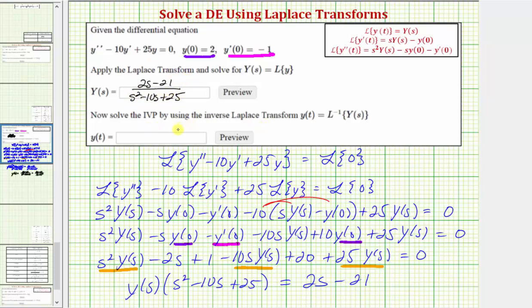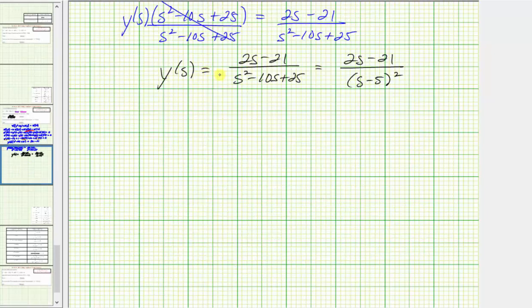Now we actually want to solve the initial value problem by determining little y of t by finding the inverse Laplace transform of big Y of s. However, before we do this, we do want to perform partial fraction decomposition on this fraction here, so we can use a table of Laplace transforms in order to find the inverse Laplace transform. Let's go ahead and perform partial fraction decomposition on this fraction here.